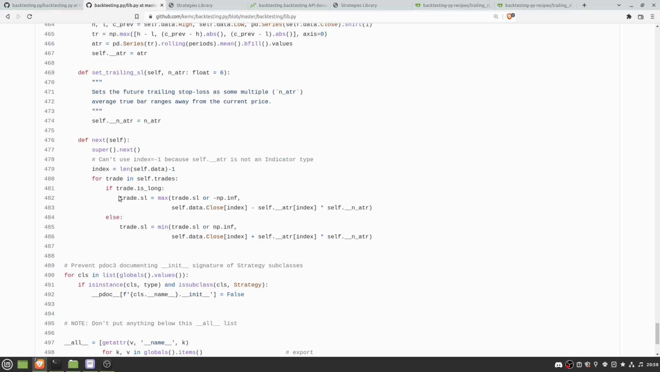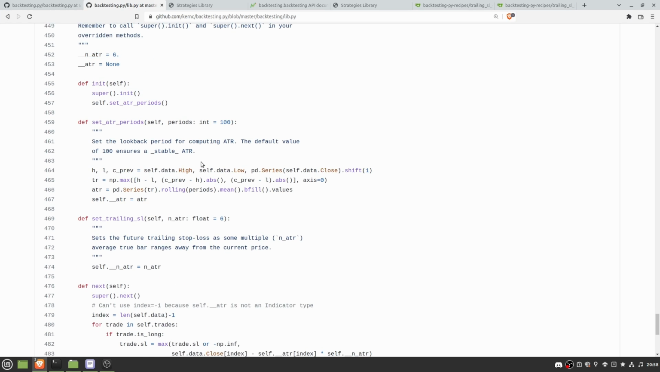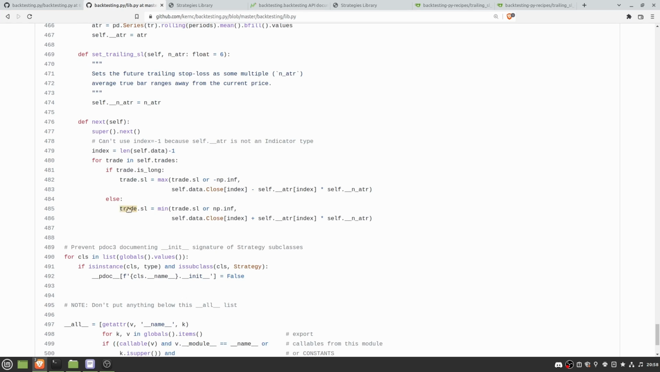if it's long, we'll take that trade object and modify its stop loss to be the maximum of either the current stop loss or negative infinity. Basically, this is fancy syntax to say, if trade.stoploss doesn't exist, then this value should be negative infinity. So the max of whatever this value is, and self.data.close at the index, so the most recent close value minus the average true range at the current index multiplied by the variable that we set up here. And then obviously if it's a short trade, you have to do the opposite because the stop loss is going to go in the opposite direction. So rather than a minus, it's a plus.